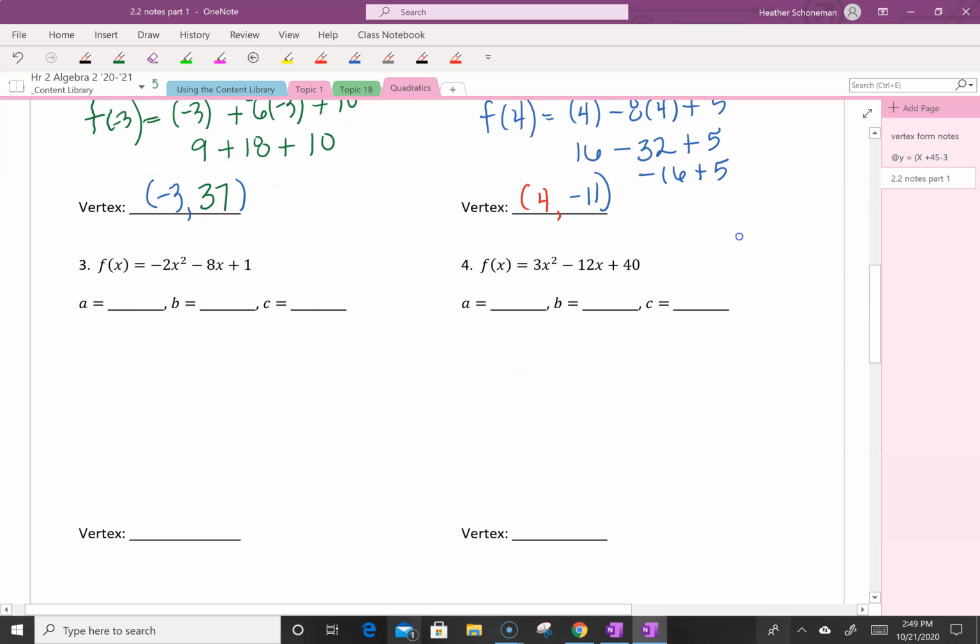All right, let's try this again on number 3. So a is negative 2, b is negative 8, and c is 1. So to get the x-coordinate, I have the opposite of b, which is 8, over 2 times a, which is negative 2. So I have 8 over negative 4, which is negative 2. So that's my x-coordinate. But now I want to find f of negative 2, because I'm taking this and plugging it in.